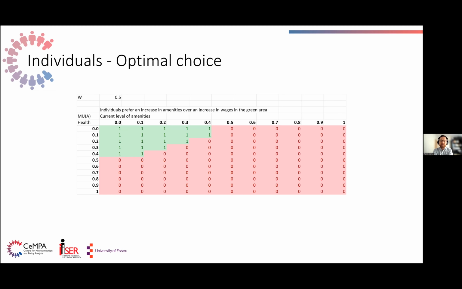And what we can see here is that it is individuals who are in poor health, between 0 and 0.4, or with a low current level of amenities, who would prefer to obtain more amenities, and otherwise individuals would prefer to obtain more wages.